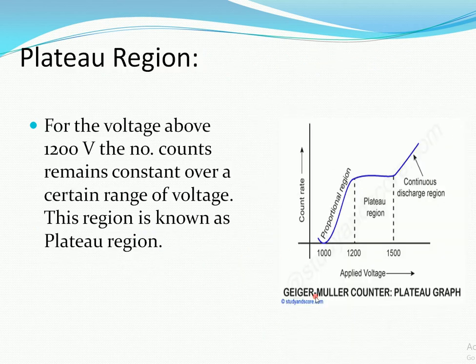The plateau region is the main important part in the GM counter. The graph represents the applied voltage along the x-axis and the count rate along the y-axis. Up to 1000 volt, no discharge will be there, hence no ionization. When the voltage increases from 1000 volt to 1200 volt, the applied voltage and count rate are proportional to each other. And when the voltage increases from 1200 volt to 1500 volt, the count rate remains constant, and this region is known as the plateau region.